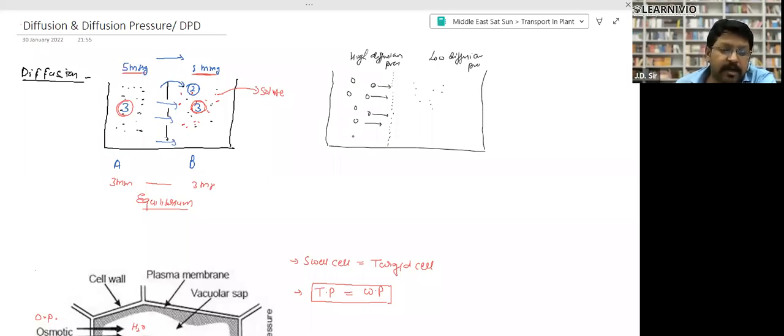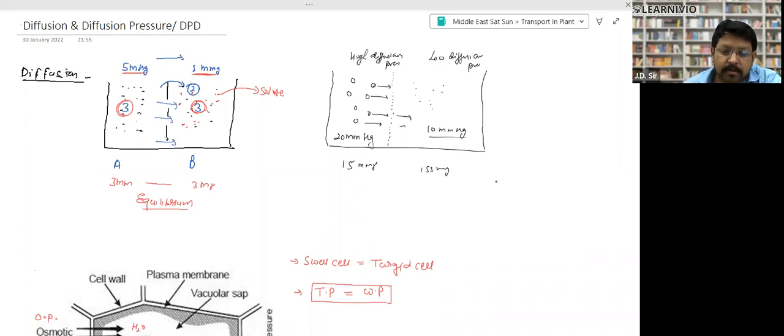So let's say here the diffusion pressure is 20 mmHg, and here the diffusion pressure is 10 mmHg. Now this molecule will diffuse, and when this diffusion process stops, this end will become 15 mmHg, and here it will also become 15 mmHg. So this is the 10 mmHg. How much deficit is there? Tell me, guys. How much deficit is there to achieve the equilibrium?